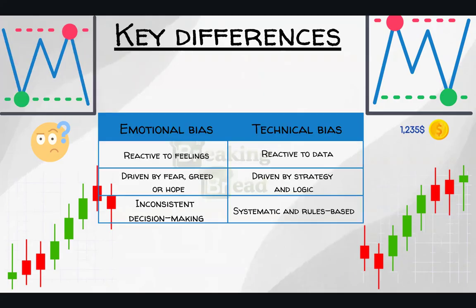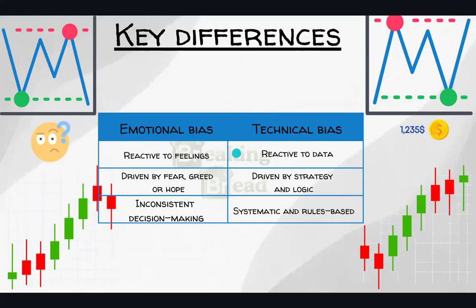Now, some key differences between your emotional bias and your technical bias. With your emotional bias, you are reactive to your feelings. So you're not reacting to price, you're letting your emotions control if you should take a trade or not, get into a trade, or cut the trade. You're using your emotions, your feelings.